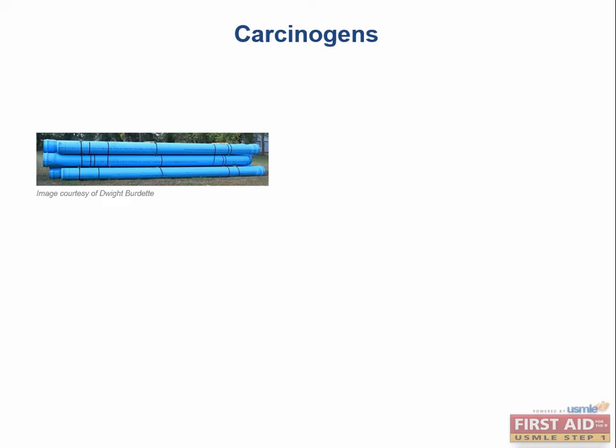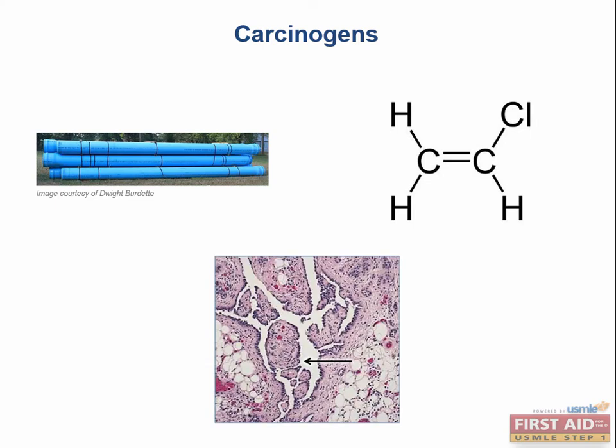PVC pipe. Vinyl chloride. Polyvinyl chloride. What is that associated with? Here's the compound. What type of cancer? We talked about it earlier. We did, actually. Here it is. What is this? Angiosarcoma of the liver.